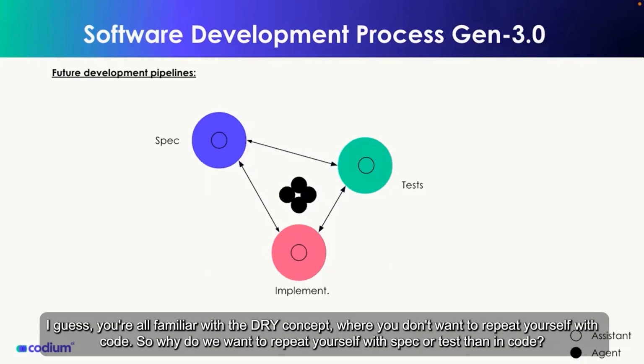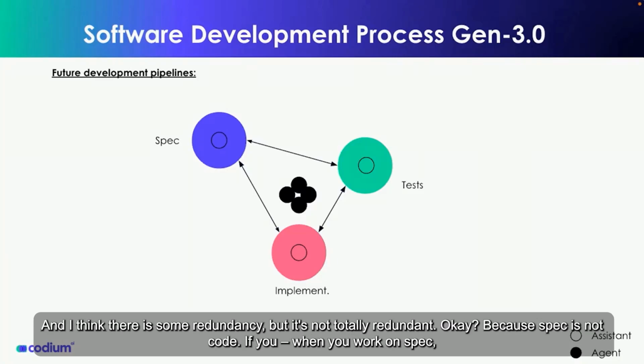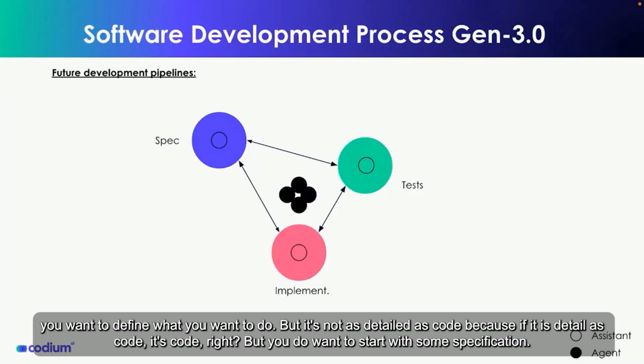I guess you're all familiar with the DRY concept, where you don't want to repeat yourself with code. So why do we want to repeat ourselves with spec, test, and code? I think there is some redundancy, but it's not totally redundant, because spec is not code. When you work on a spec, you want to define what you want to do, but it's not as detailed as code, because if it were, it would be code, right? But you do want to start with some specification.